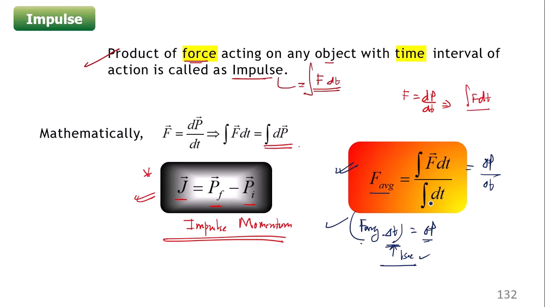The average force acting on the particle is integration of F dt divided by integration of dt. So you must know how much time it is acting. What is the time of acting? How much contact time between the particle and the surface is there? That delta t should be given. Once I divide by delta t, I am getting the average information of the force. Okay.